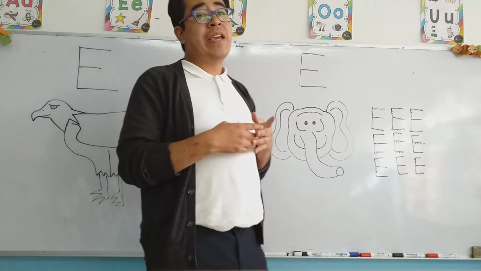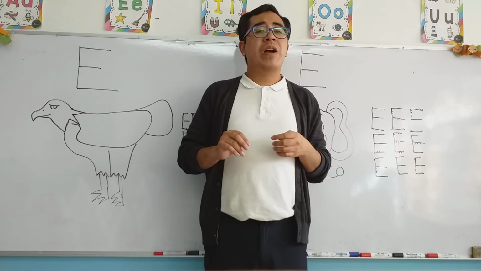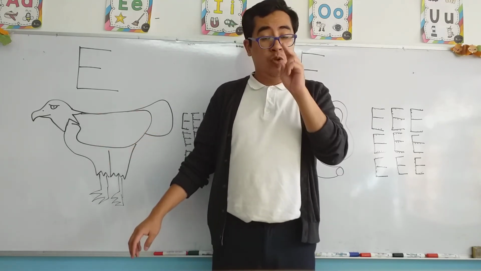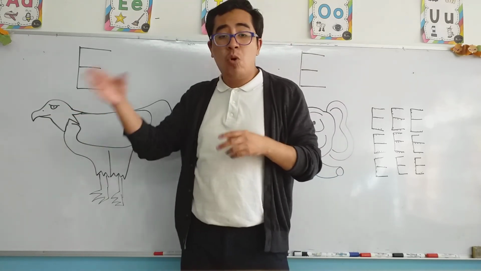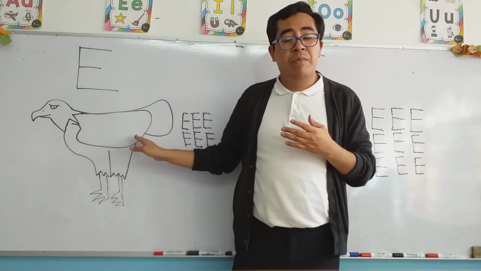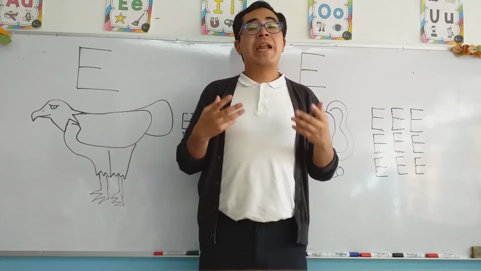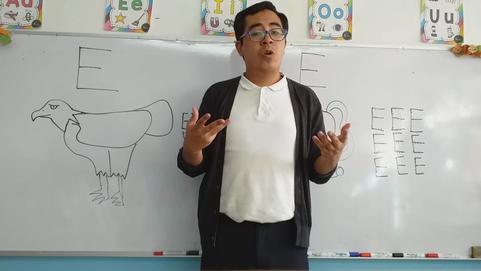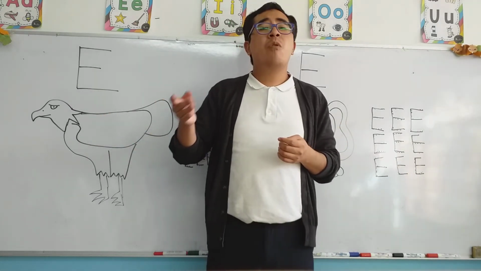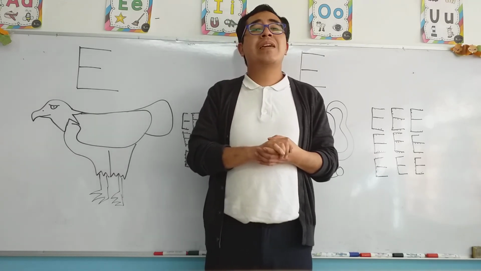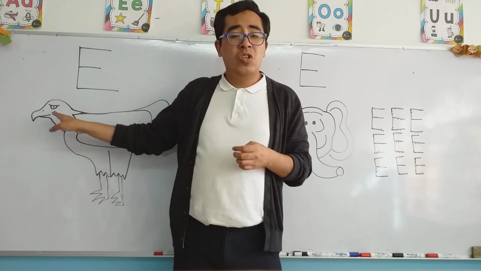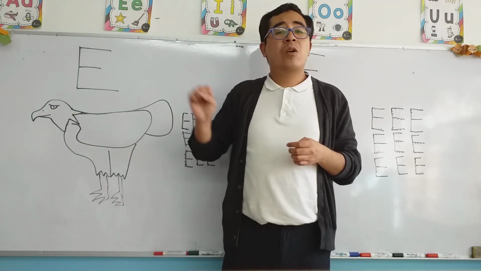Now, colors for the eagle. The eagle, if you want, you can paint it completely color brown, or you can use two colors. For the face or the head, you can use color yellow, and the rest of the body color brown. Para el águila podemos escoger dos colores. Podemos colorearla completamente de color café, no problem. Or if you want to use two colors, si queremos utilizar dos colores, podemos colorear la cara de color yellow y el resto del cuerpo de color brown.